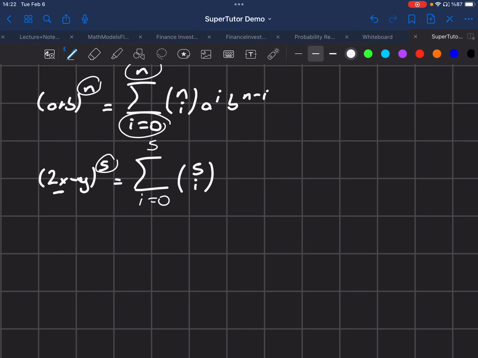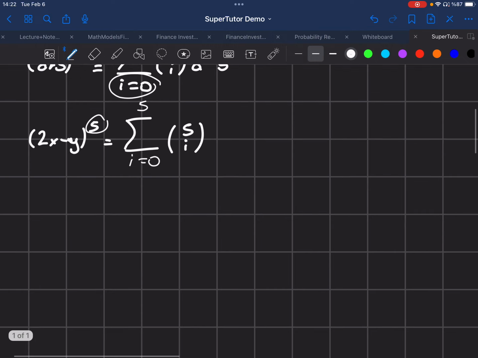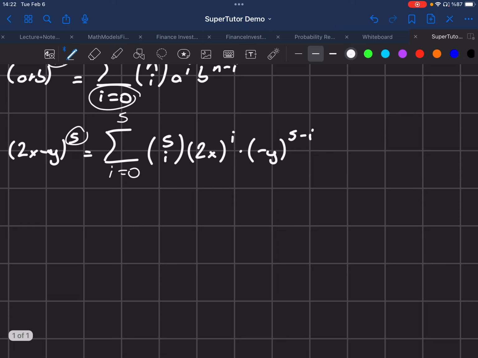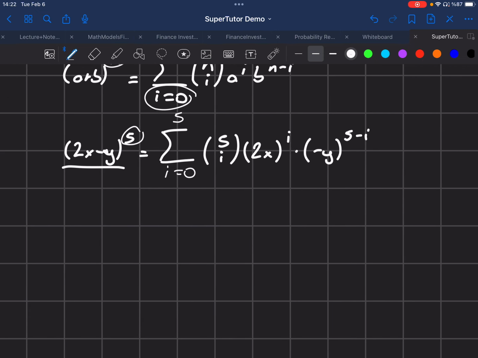Now, after this, again, what we have to consider are the terms themselves. Our terms are 2x and negative y. So, instead of a, I can write (2x)^i, and instead of b, I can write (-y)^(5-i). And if I were to write down the result and did the calculation itself for some x and y in reals, for example, I would have gotten the same result.